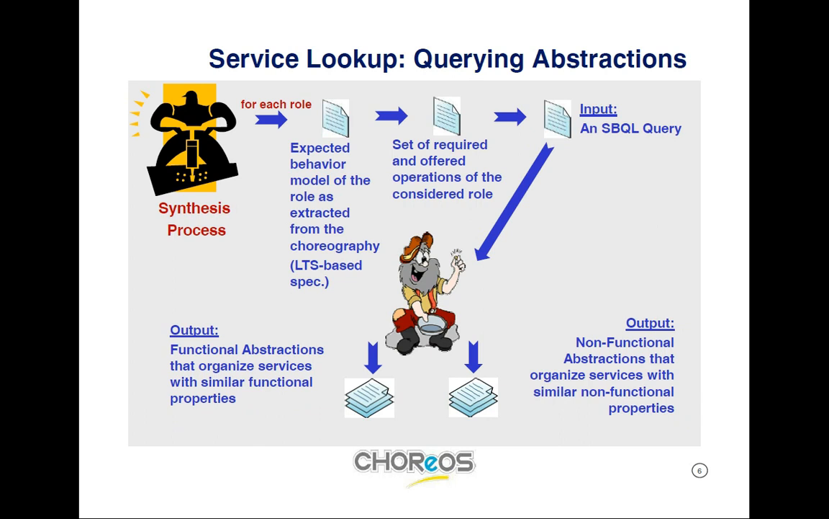To discover services for the managed unexpected arrival choreography, a query is produced for each role. The query is based on the behavioral model of the role and specifically the operations that concern this role. Then the query is executed by the query engine that we developed in the context of CHOReOS, and the results are returned to the query author.